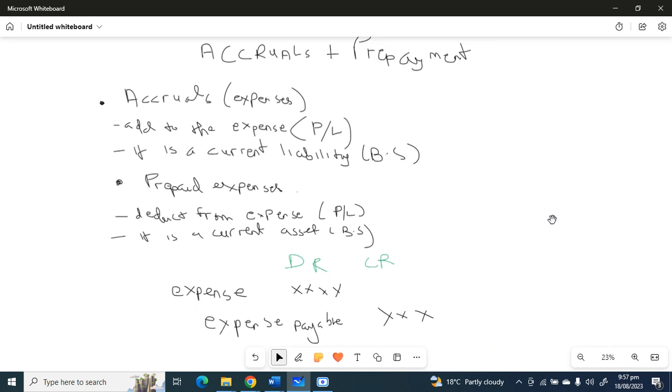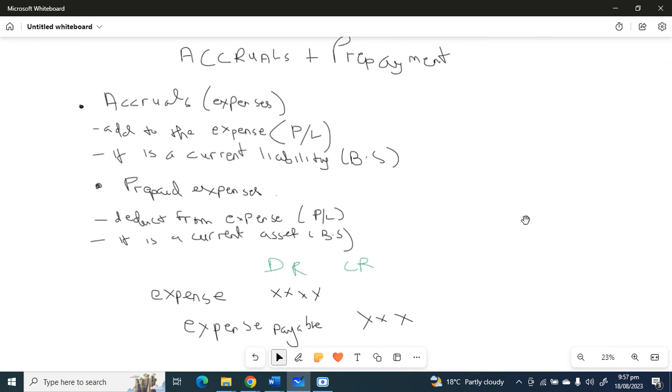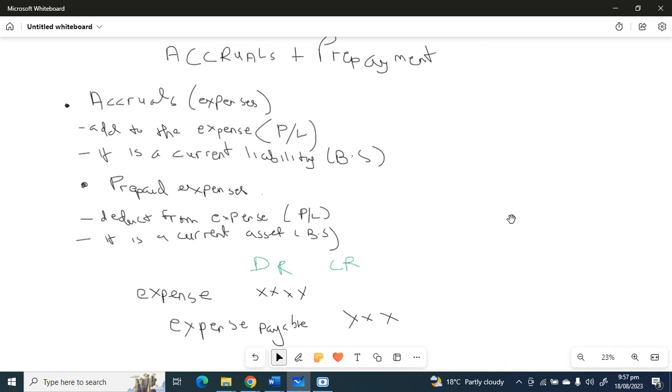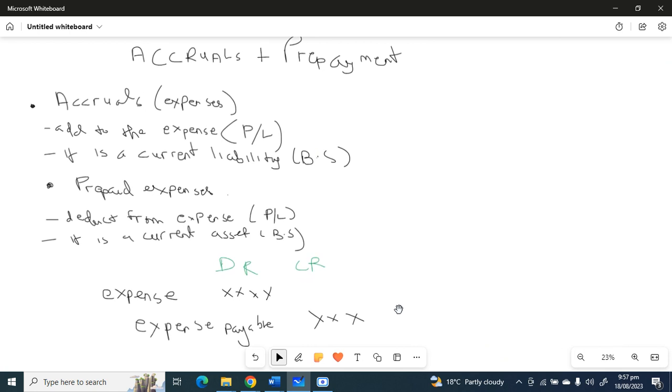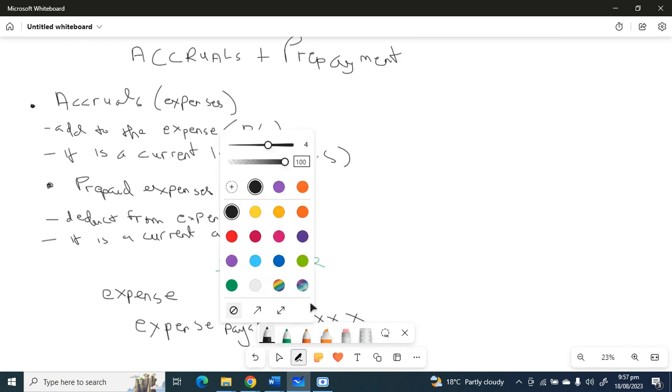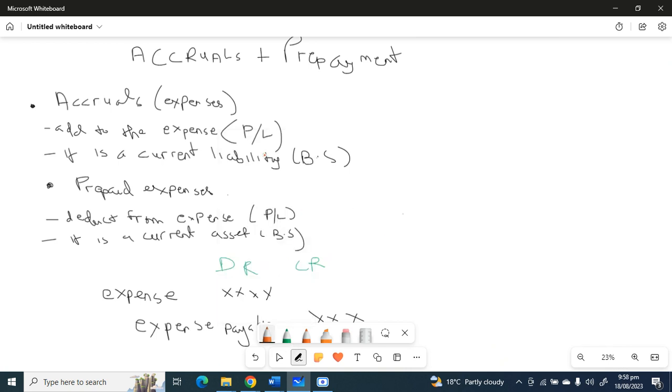And in the test, they mentioned accruals. There was only one accrual in that question. You should have named it prepayments or accruals. So, any questions on this, what I've written here, before we now look at prepaid expenses?